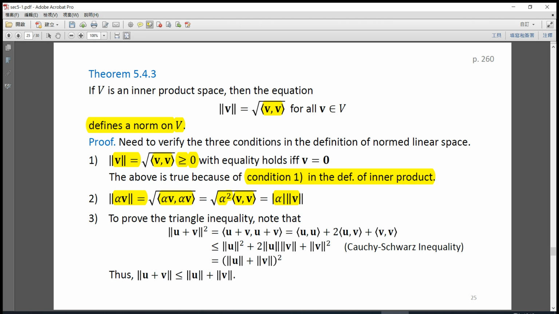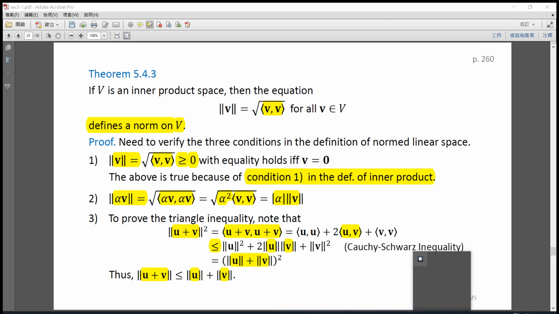Next, we prove the triangle inequality. The square of the norm of u plus v equals the inner product of u plus v and itself. After expansion, we have three terms, and by the Cauchy-Schwarz inequality, the inner product of u and v is less than or equal to the norm of u times the norm of v. Hence, we have this inequality. Then, by completing the square, we have the square of the norm of u plus the norm of v. Hence, the norm of u plus v is less than or equal to the norm of u plus the norm of v, and hence the triangle inequality is satisfied, and the proof is finished.